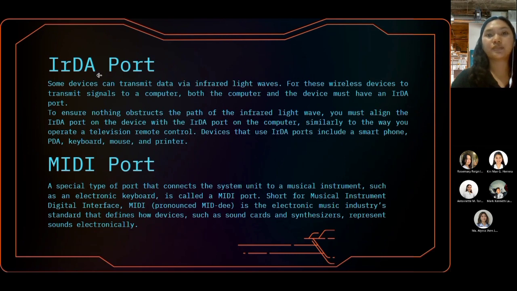Next, IrDA port. Some devices can transmit data via infrared waves. For these wireless devices to transmit signals to a computer, both the computer and the device must have an IrDA port. To ensure nothing obstructs the path of the infrared light wave, you must align the IrDA port on the device with the IrDA port on the computer, similarly to the way you operate a television remote control. Devices that use IrDA ports include a smartphone, PDA, keyboard, mouse, and printer.